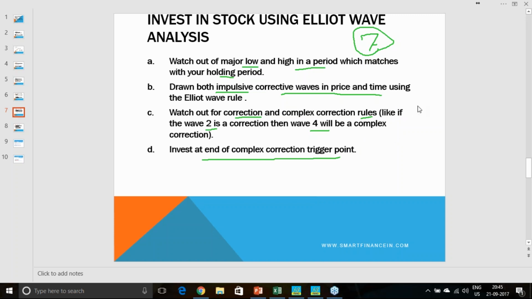Once you read these 4 points, you may be thinking that it looks very complicated, that complex correction, how will I find it out, how will I be finding out these rules and all. Both the things I have to plot, then only I have to decide. Not many mind-boggling things I have to do. It is not such.